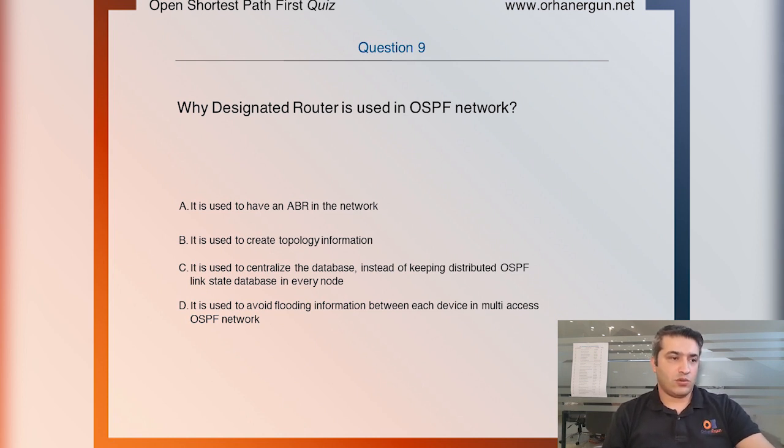Questions 9, the slide. C, it is used to centralize the database instead of keeping distributed OSPF link state database in every node. No. Even if you have controllers, you will still have a distributed OSPF database. So each and every router inside the same area will know exactly the same topology information anyway.